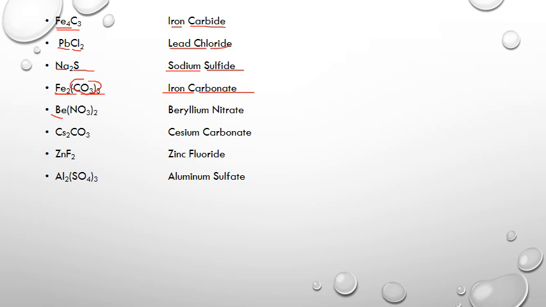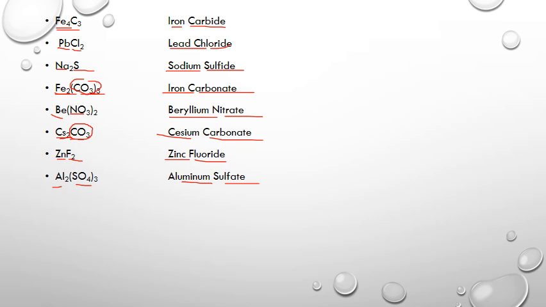BaNO3 is ternary. It has nitrate in it, so it's barium nitrate. Next one is also ternary. It has 3 elements: cesium, carbon, and oxygen. This is polyatomic. Whenever it's ternary, it has a polyatomic, so it's going to be cesium carbonate. Next one, 2 elements, binary, zinc fluoride, and the last one, aluminum sulfate.